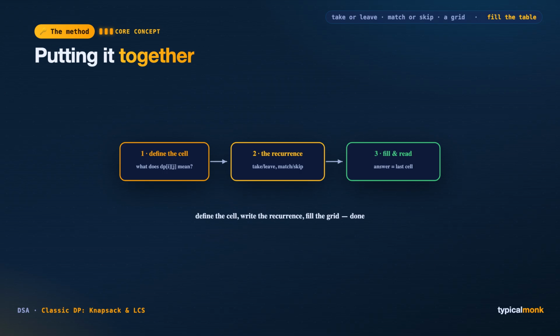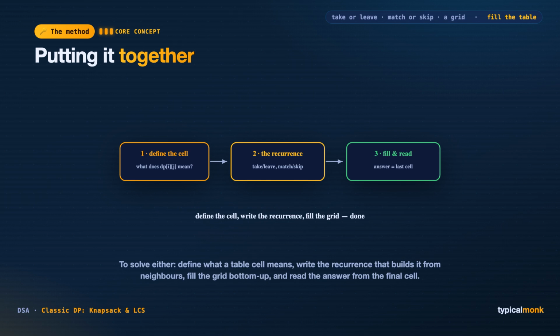That is the entire method, and it is the same for both problems. Define the cell, write the recurrence and base cases, fill the grid, read the corner. Once this recipe is second nature, a huge range of optimization and sequence problems become approachable, because you stop asking what clever trick solves this, and start asking what is a cell, and what is the recurrence. That shift in questioning is the real gift of studying these classics.